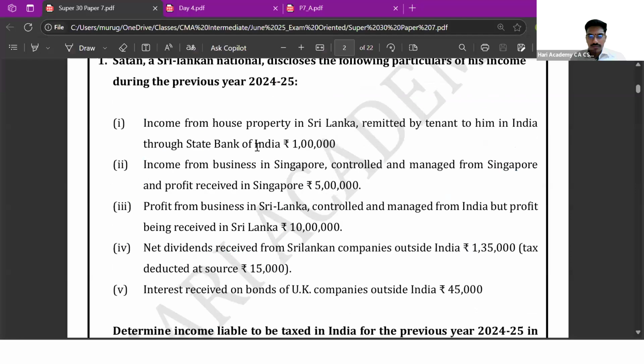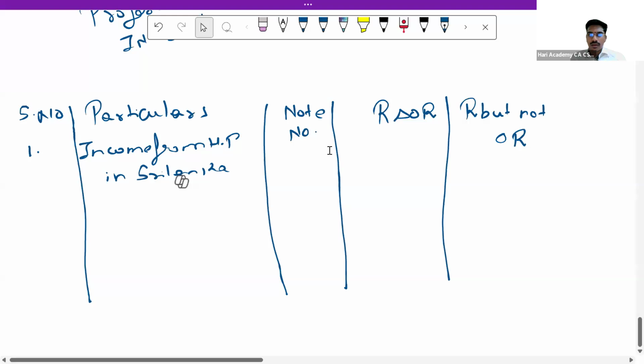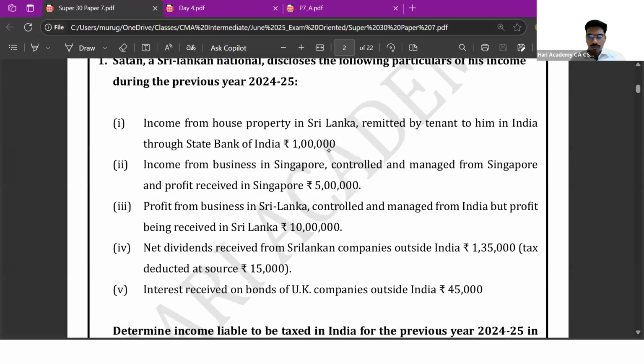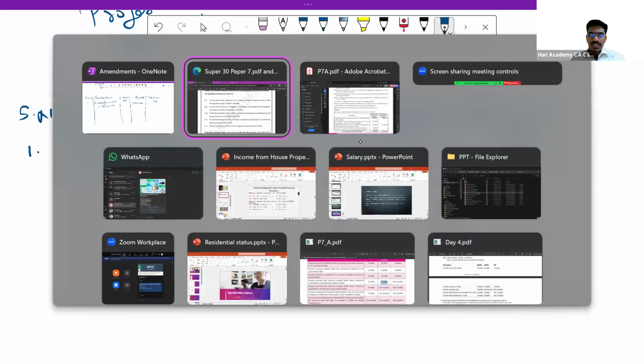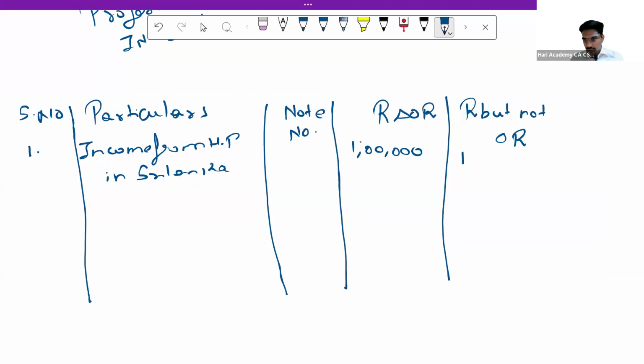Yeah, this is the question, right? So for resident and ordinary resident, this 1 lakh of rupees is taxable. In case of resident but not ordinary resident, income which is received in India is also taxable. Hence, for him also, this 1 lakh is taxable.